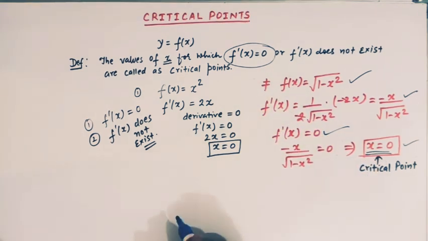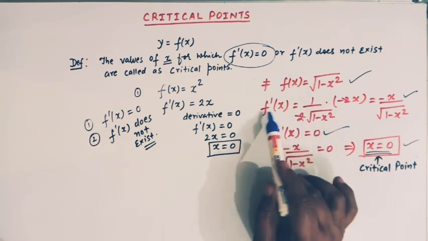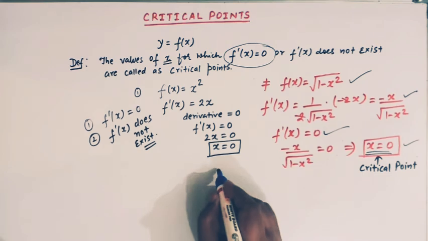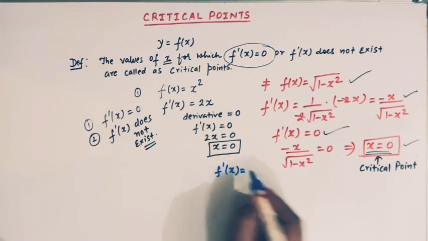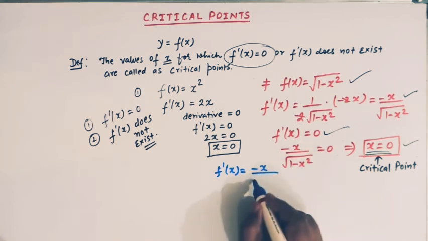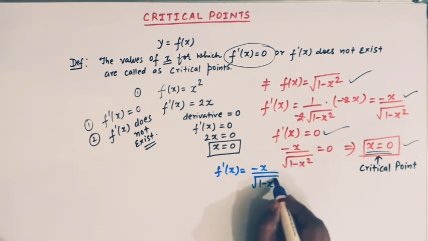Now here let us now observe the derivative, right? So the derivative is f prime of x is equal to minus x divided by the square root of 1 minus x square.